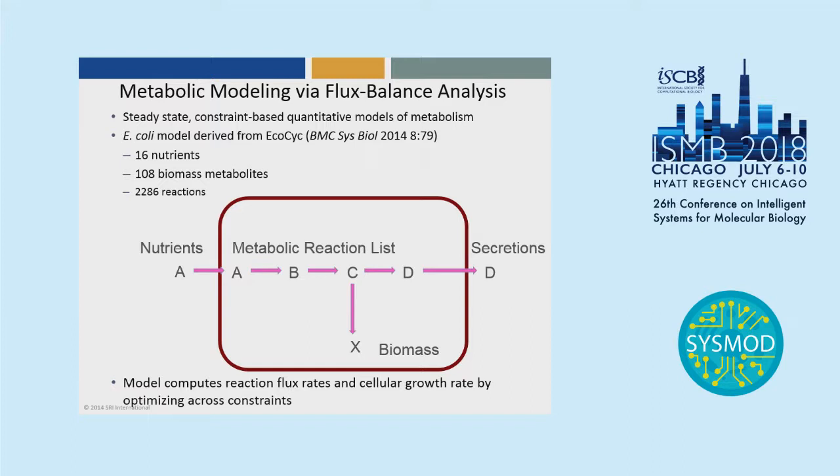Now, flux-balance analysis models have four basic components. They have a set of nutrients that are the input chemicals that the cells grow on. There's a metabolic reaction list, the reaction network that processes those input nutrients to produce a set of biomass metabolites, namely the biomass components of the cell, like the amino acids, nucleoside triphosphates, cell wall components. And usually there are some secreted waste products as well. And so when you're assembling a metabolic model, you need to assemble all four of those components.